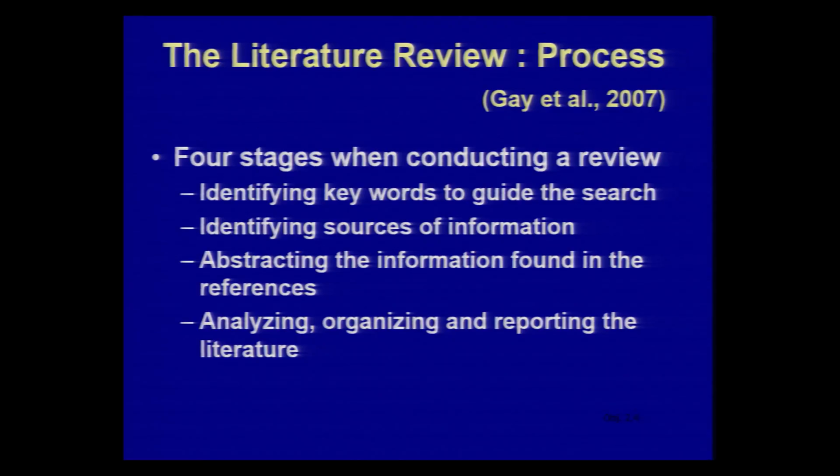There are 4 stages when you undertake review of related literature as stated by Gay et al. 2007. The very first step in undertaking systematic review of related literature is to identify the key words that will guide your search of the literature.